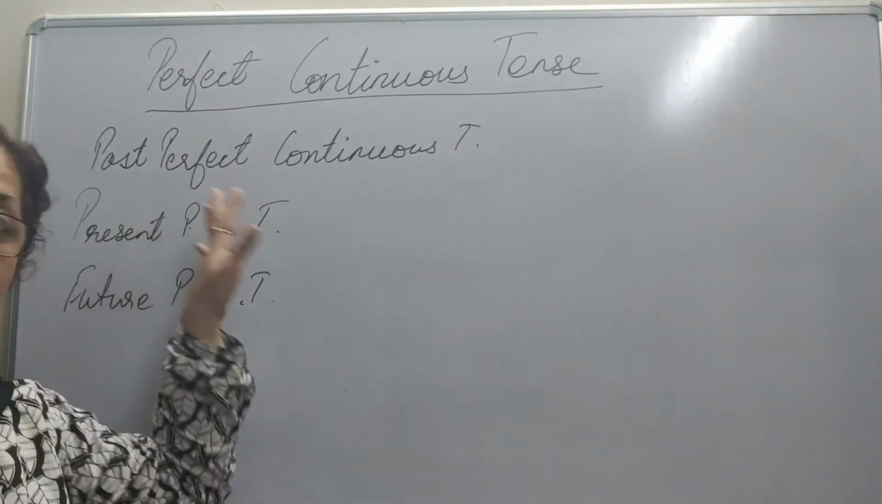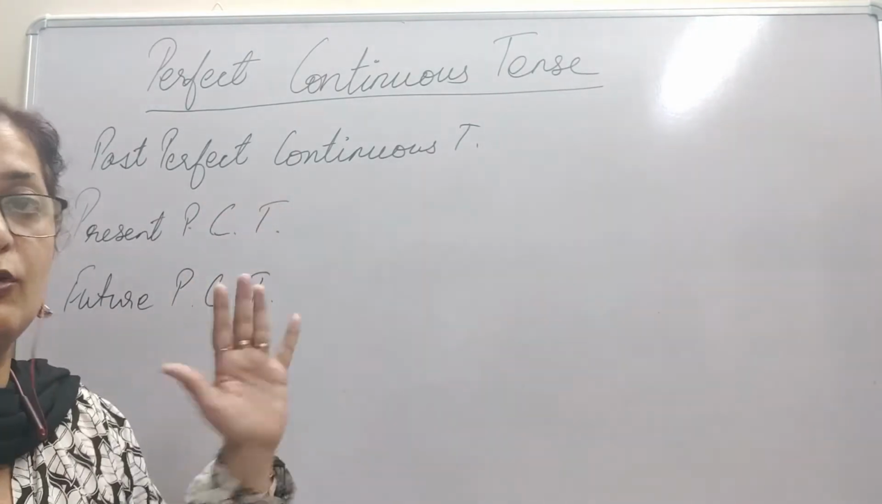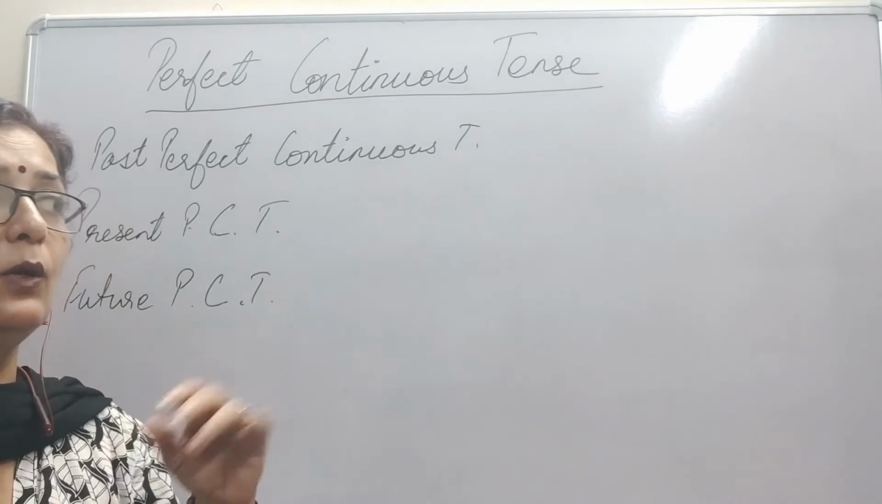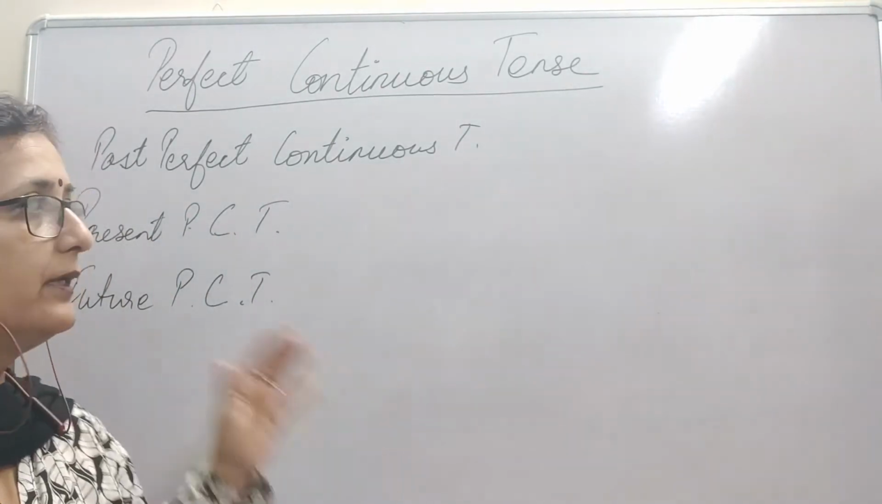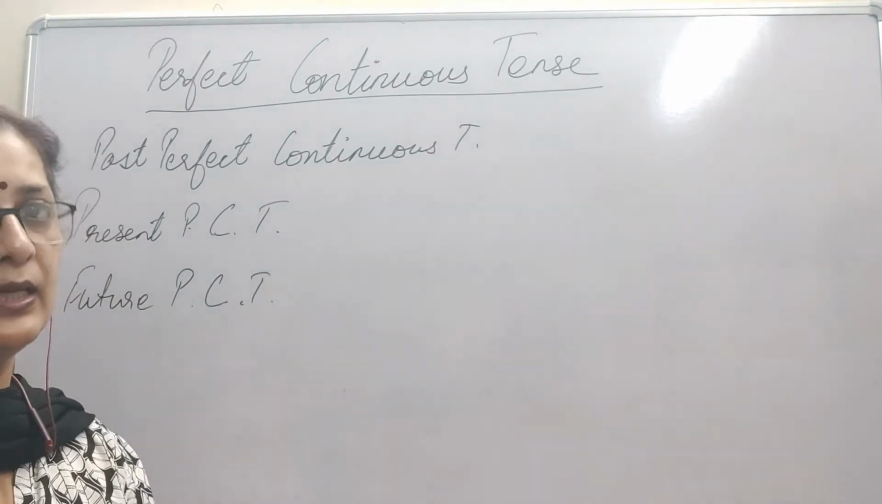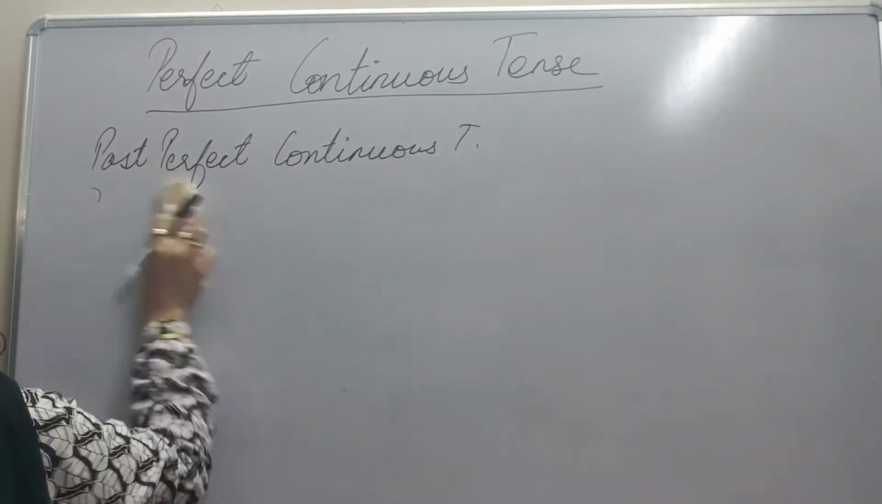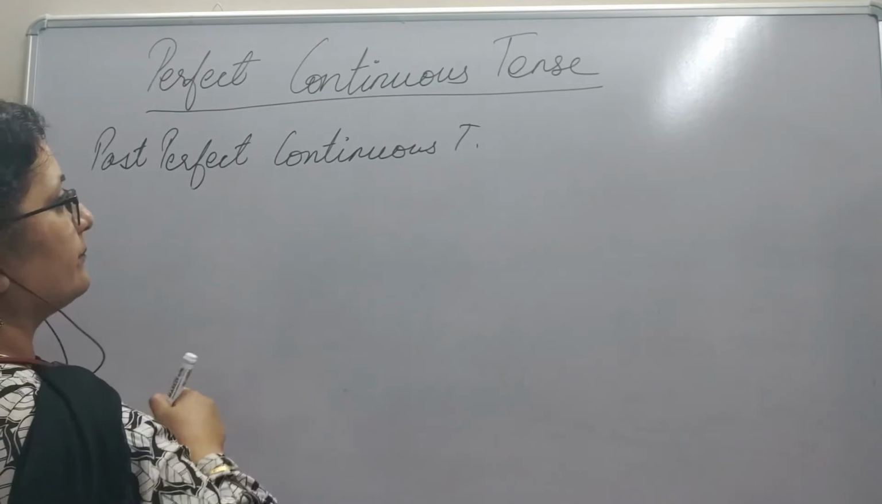At the same time we are talking about perfect, it's already been done. Now something in the past which has been done, which was in the continuous form. Let's see them individually with the help of examples. That's going to be much more clear to you all.